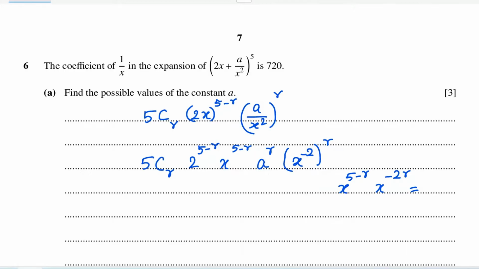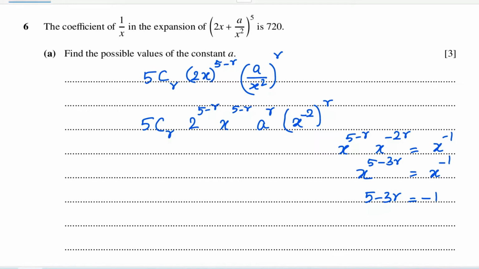This is x power -1. So x power 5 minus 3r equals x power -1. When the bases are same, you can equate the powers. So 5 minus 3r is equal to -1. So -3r is equal to -6. So r is equal to 2.